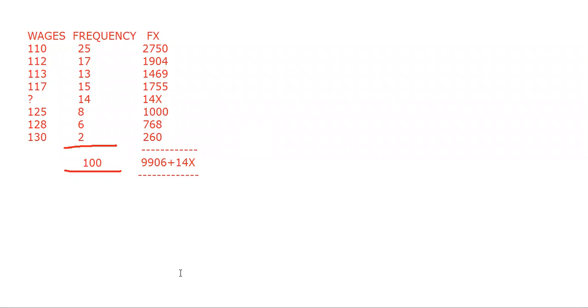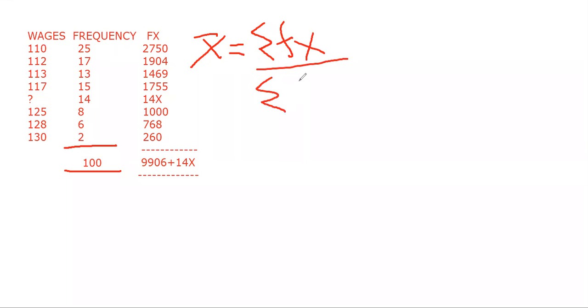Now apply the formula. For applying the formula, again I know that mean is equal to summation fx upon summation f, because this is a discrete series. This is the formula. Clear? Just put the formula easily and you will get the answer. Question arises how? I'll show you how.